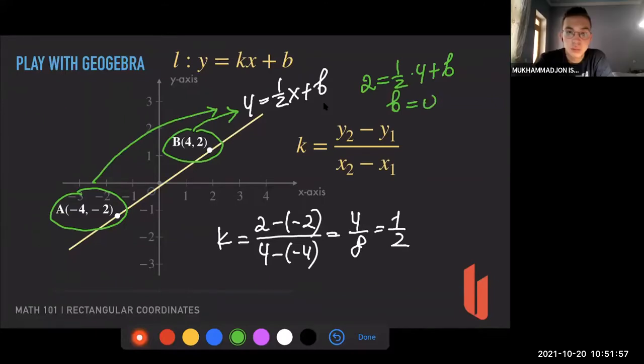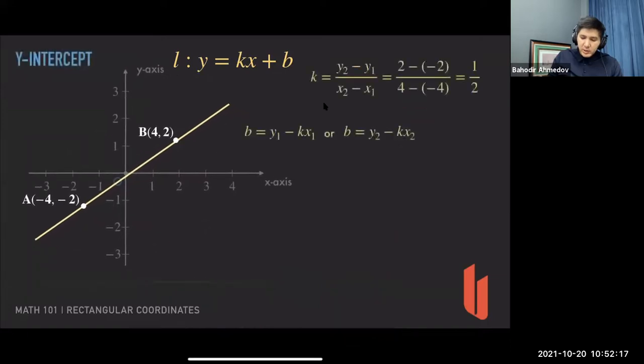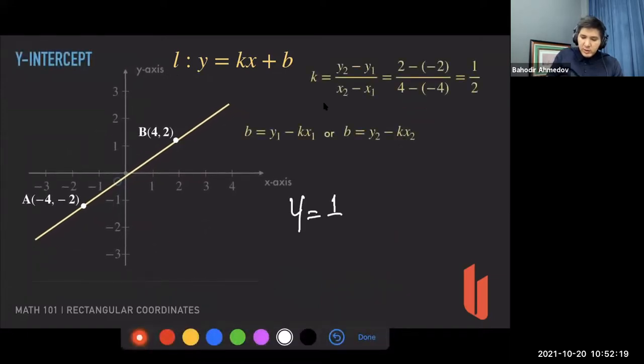0. The same can be done with the second point. Minus 2 is equal to 1 over 2 times minus 4 plus b. From here, you also obtain that b is equal to 0. So the y-intercept is equal to 0, and the equation of this line is y equals 1 over 2 x. If you're given 2 points, one way to find the equation of the line passing through them is to find the slope first using the formula, and then substitute one of the points into the equation and find the y-intercept.